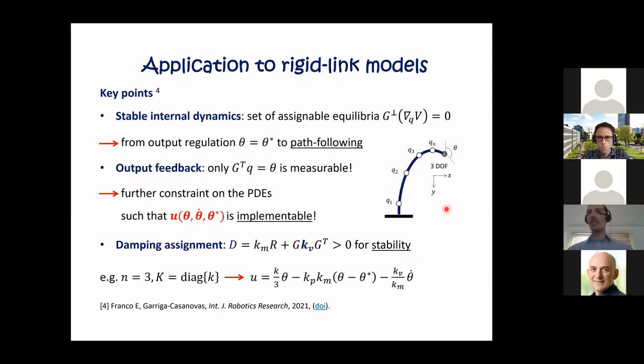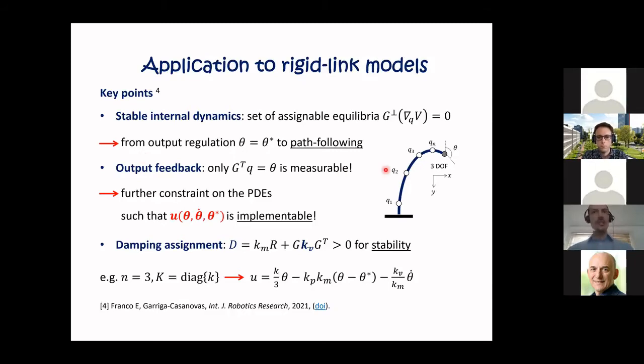And we could compute that analytically with this equation: G orthogonal multiplied by the gradient of the potential energy, in the absence of disturbances. So this allows us to move from regulation, which is the classical goal for AWPBC, to potentially path following.